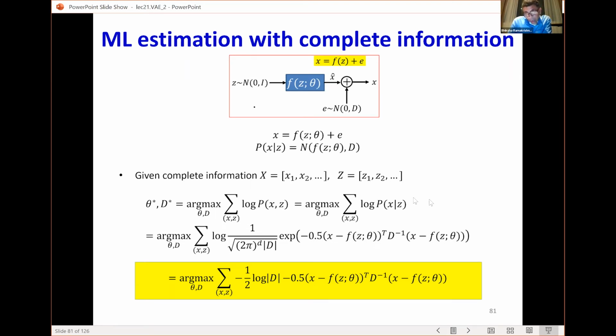But then I can write out log of p of x given z. I know that p of x given z is a Gaussian with mean f of z and variance d, right? And so log of p of x given z is going to be the log of this term over here, which is just the Gaussian with mean f of z and variance d. And I'm going to estimate my model parameters theta and d to maximize this. So if for every observation z was also known, the estimation process would just maximize this.